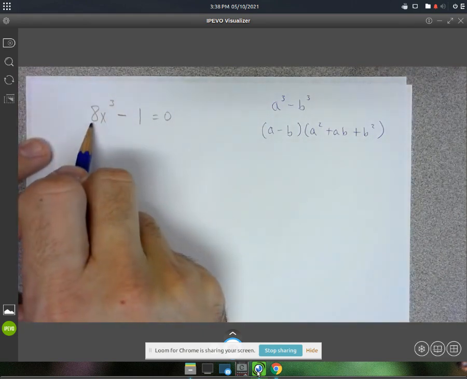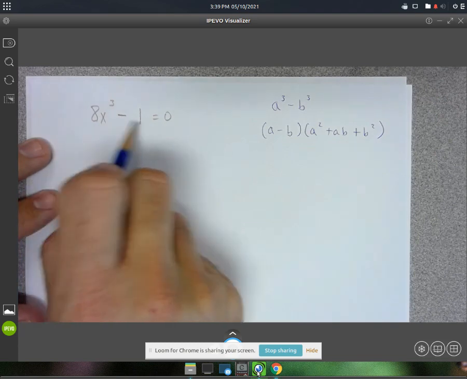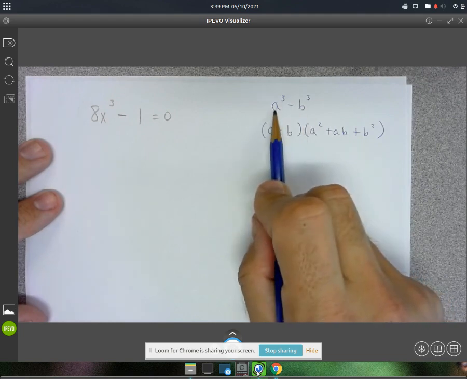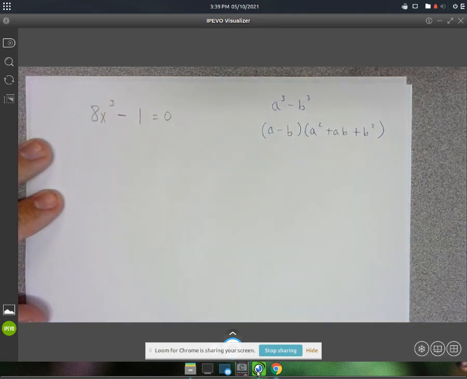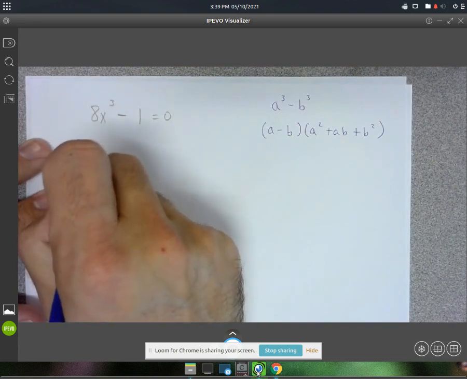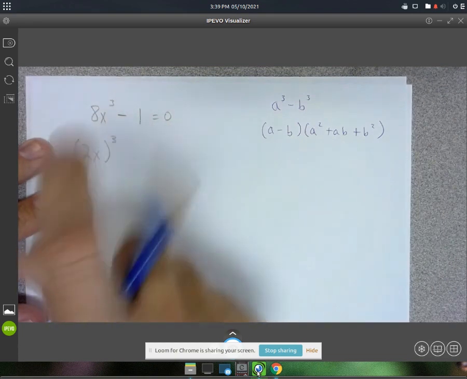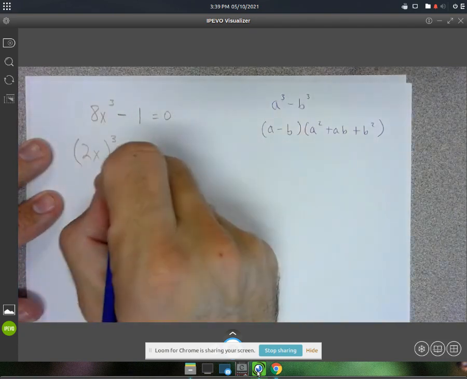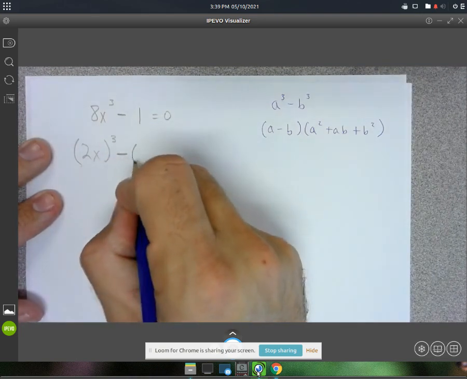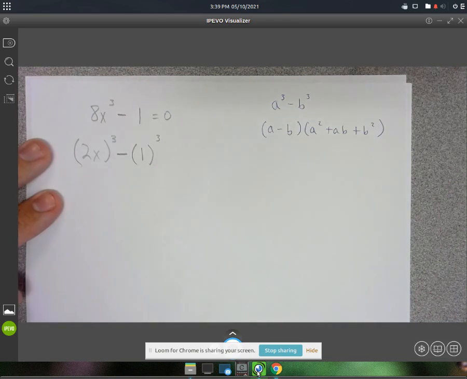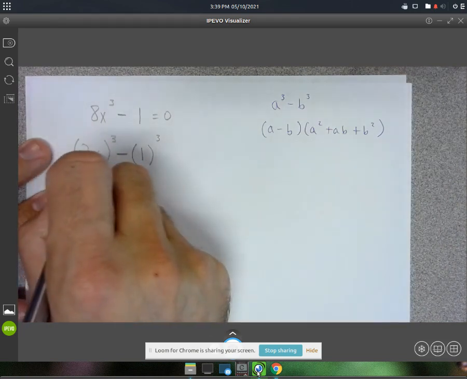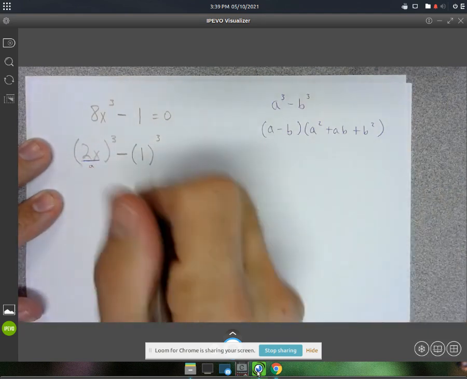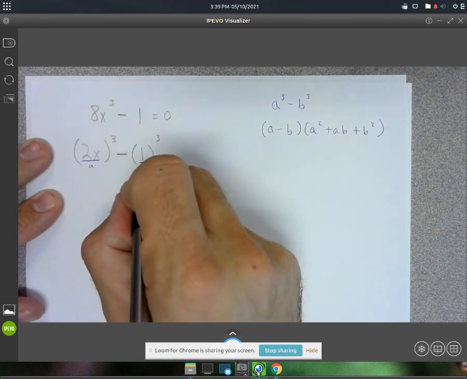So it starts with you want to rewrite each of these as some number to the third power. All right. So you want some number to the third power minus some number to the third power. So for an 8, that's going to be a 2. Notice 2 to the third power gives you 8, and x to the third power gives you x cubed. And then 1, for that, it would just be 1 to the third power. That's still equal to 1. So this 2x right here, that's going to be like my a term when it comes to writing this formula. And the 1 is going to be like my b term.